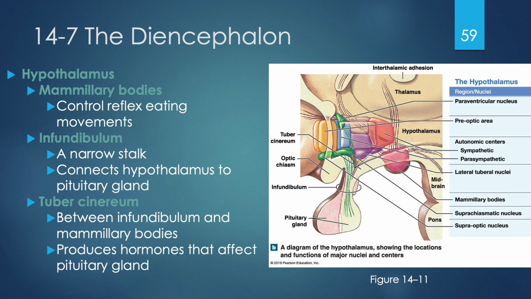The hypothalamus is the area just below the thalamus, and it extends from where the optic chiasm is, which is the area where the optic nerves cross over as they approach the brain, all the way to the posterior aspect of the mammillary bodies, which are shown in the image at the right as a rounded red area. The mammillary bodies have control reflexes that allow for us to eat and control those movements.